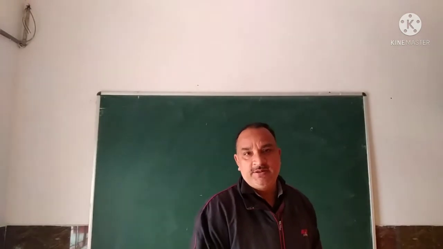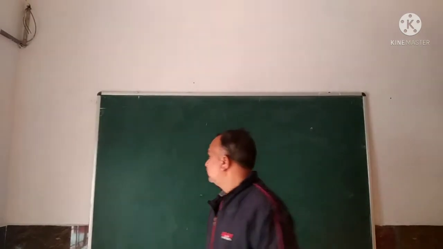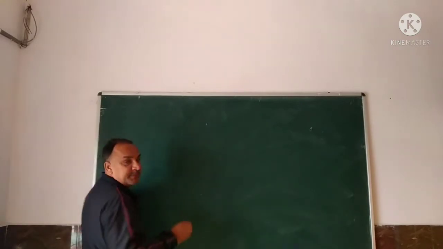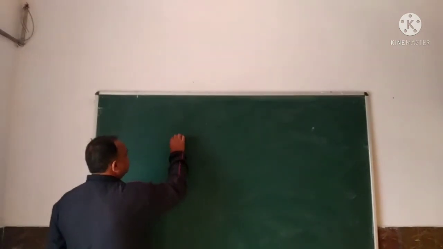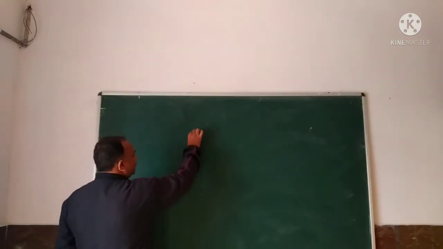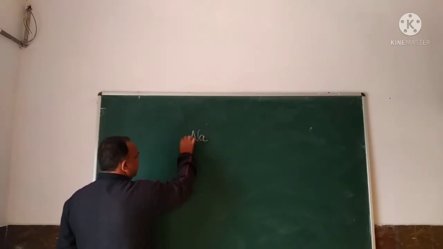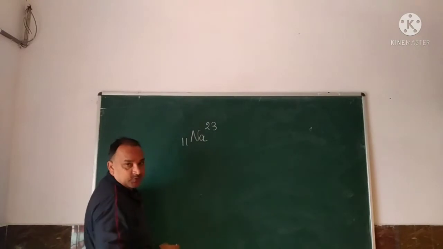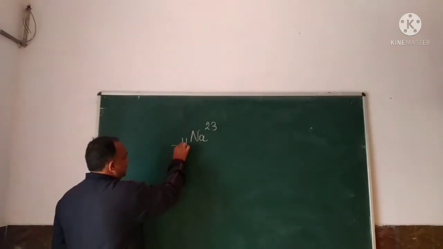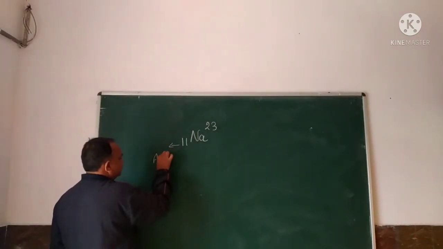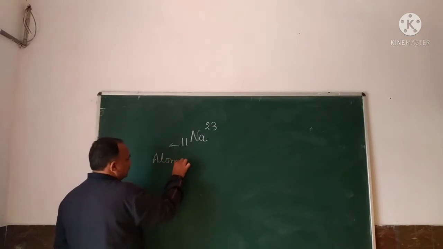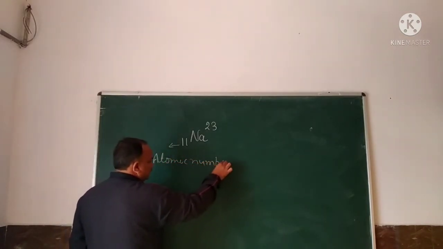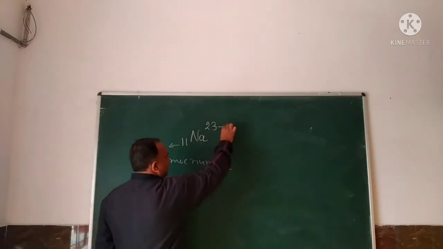Start the revision of lesson number 4. We are starting from the very beginning. First, as you know, sodium, Na, is 11 and 23. As you know, the 11 is called the atomic number, and the 23 is called the mass number.